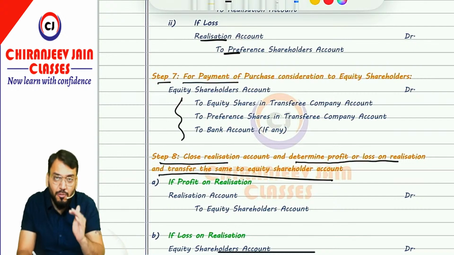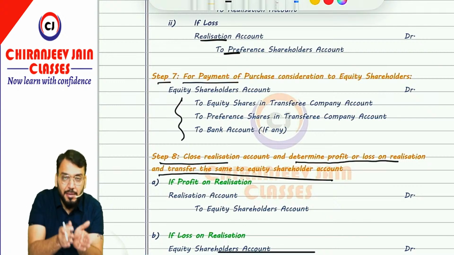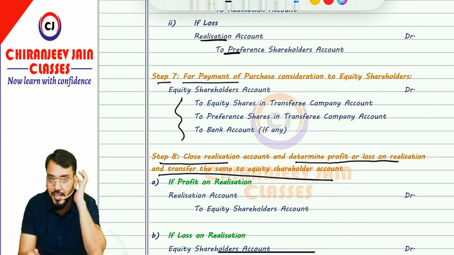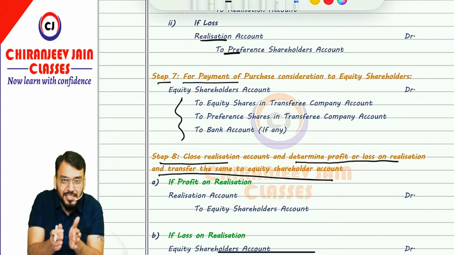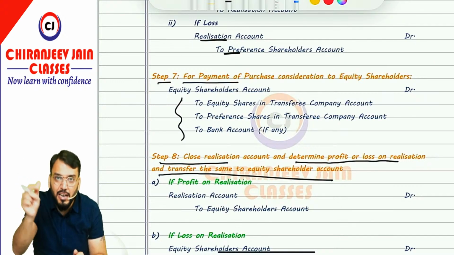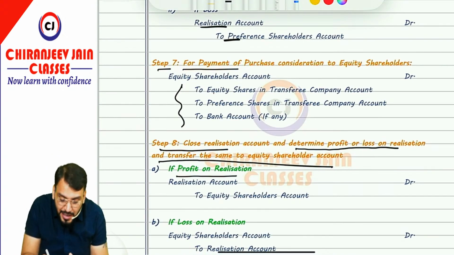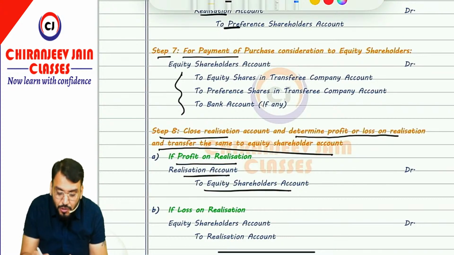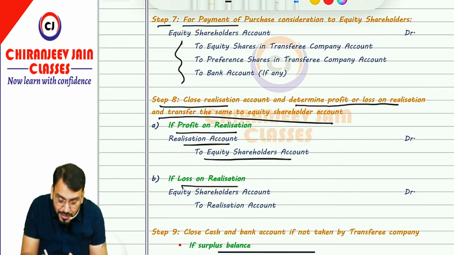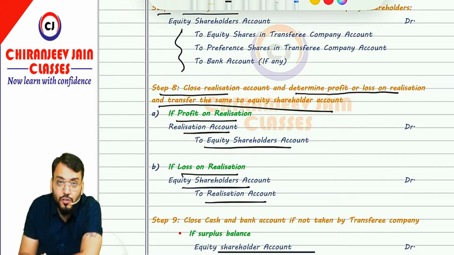Then at the end, we'll close the realization account. Now the realization account may have a balance on the debit side or on the credit side. Correct? Understood? So if it has a balance on the debit side, that is a profit. That profit will be transferred to the equity shareholders account. So realization account debit to equity shareholders account. If profit on realization, what journal entry? Realization account debit to equity shareholders account. If there is a loss on realization, then equity shareholders account debit to realization account. Means this is the gain or loss of what? Equity shareholders.